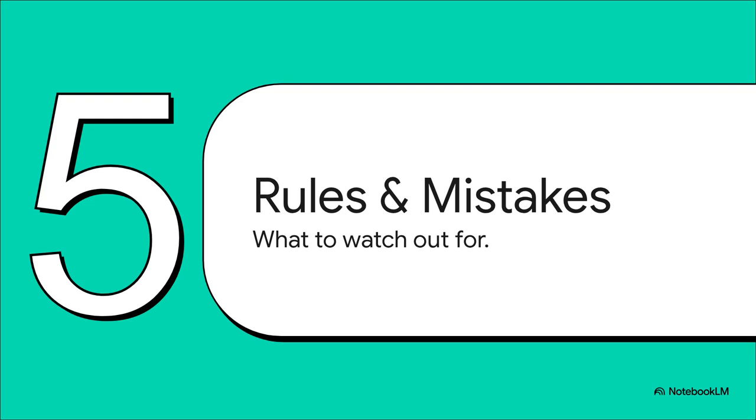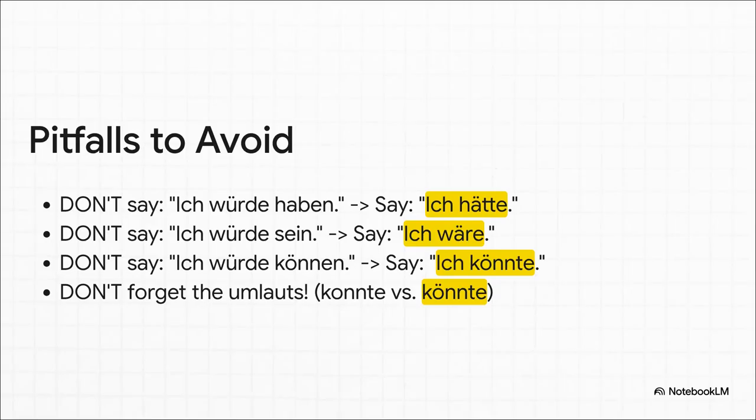We'll look at them now so you can just sidestep them completely. Okay, please listen up. It's a dead giveaway of a beginner to say something like, ich würde haben. Nope, you gotta say ich hätte. Same goes for sein. It's ich wäre, not ich würde sein. And for the love of grammar, don't forget those umlauts. They are tiny, but they are mighty. They're the whole difference between the past and the hypothetical.